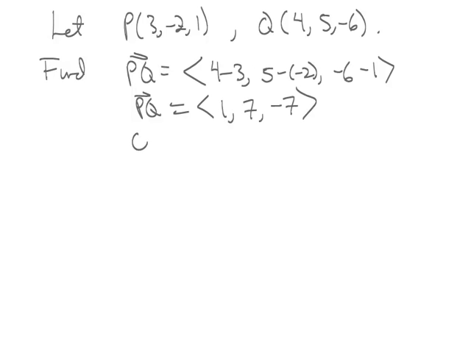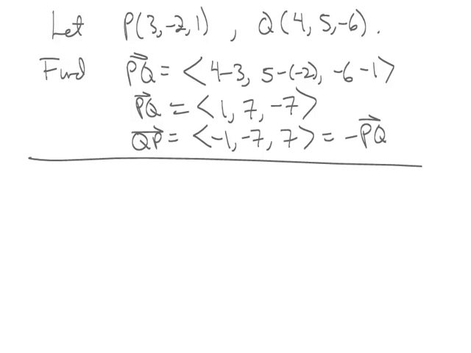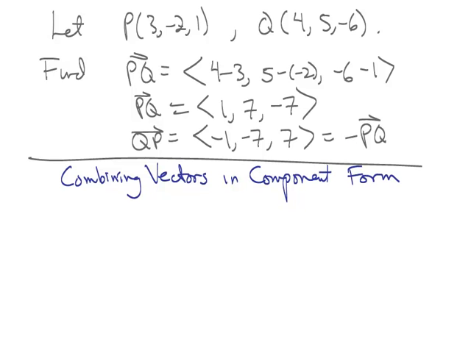Now you can check that if I ask you to find QP, that's a different vector because it's going in the opposite direction. It will just be the negative of PQ. So if we turn the vector around, the components just become the opposite of what they were. And so this makes it much easier to combine vectors, as we were doing before by pushing those arrows around. If we want to combine vectors in this component form, I think you will find it is quite simple.